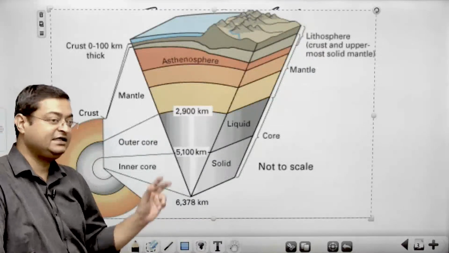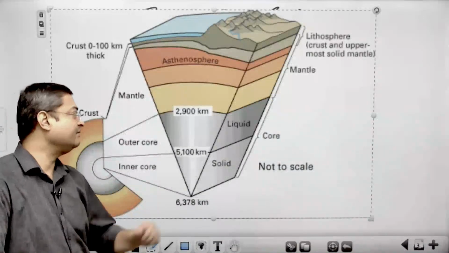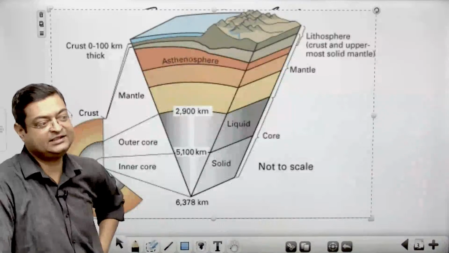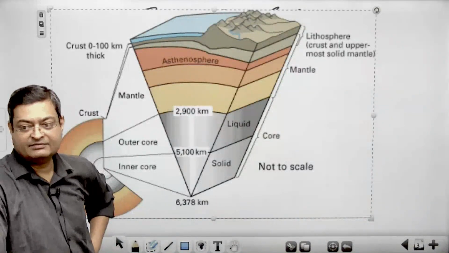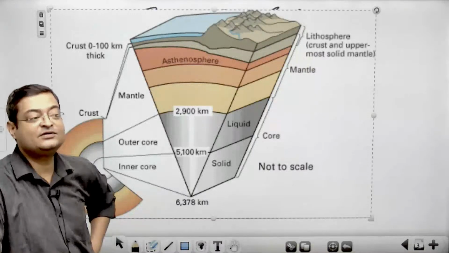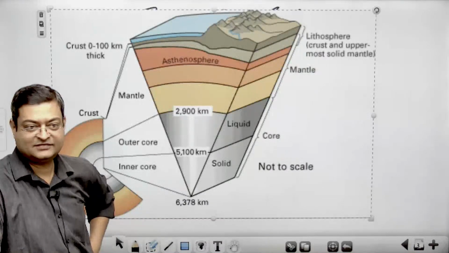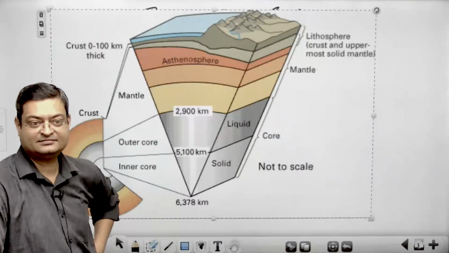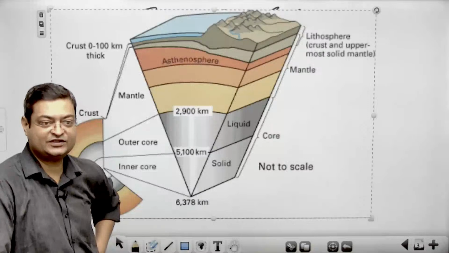Then we have a mantle. The mantle almost consists of 67% of the earth's total mass and approximately 85% of the total volume. So how do we come to know about this structure? We must have some sources about it.